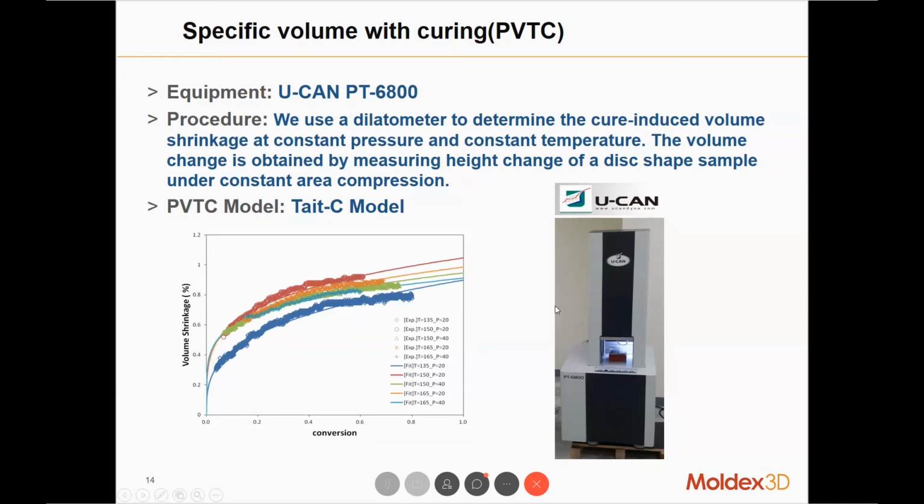So under a constant pressure, we will keep a constant temperature change, so a constant heating rate, and we record the height change. With the height change, we'll be able to know the volume change, and with the volume change, we will be able to know the PVT curve under a certain pressure. So we just need to test it under several different pressures, and we will be able to obtain the whole PVT model for the material.